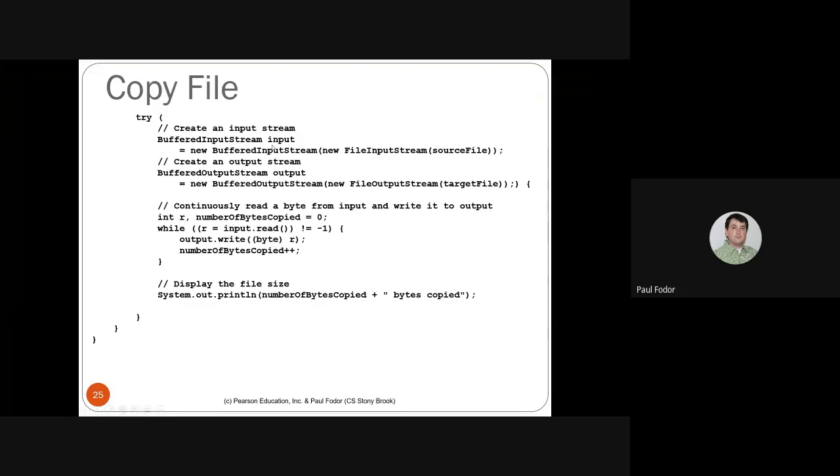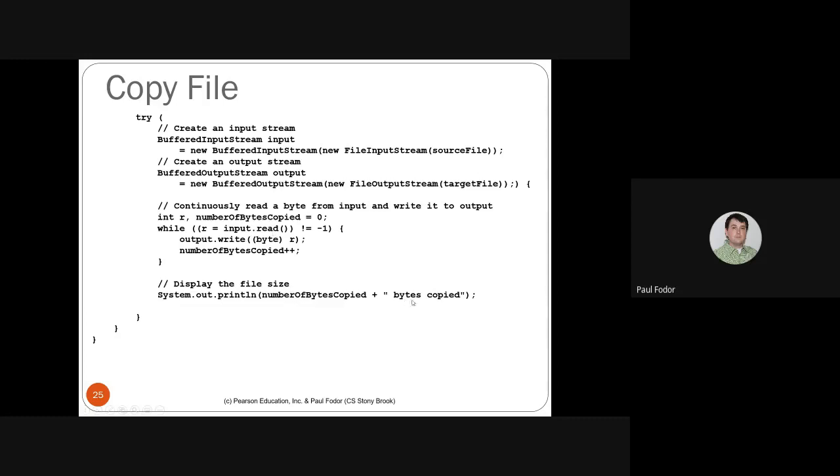Next, once we have the files, we can create a buffered input stream for the source file, and a buffered output stream by decorating a file output stream for the target file. Next, we are going to read into the variable r. If r is different than -1, then we write the byte of that value r into the output stream, and we increment the number of bytes copied. And we continue this until we reach the end of the file.